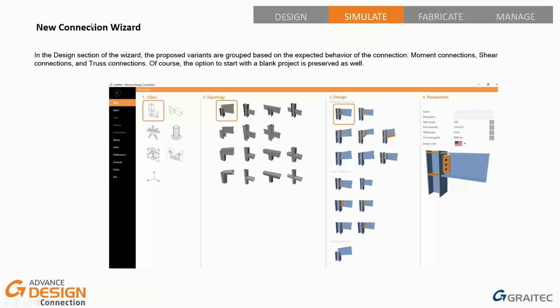Okay, new connection wizard. The way that we display the templates when you start a project has changed in the new version. Now it's grouped based on the behavior of the connection. So we have moment connections, shear connections, and truss connections. If you remember, the organization was a bit more complicated before, but now, if you want to create a template based on moment connections, you can just directly go there and select the moment connection, or shear connection, or even braces.